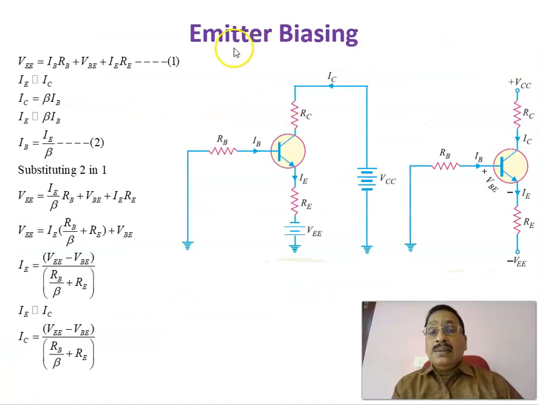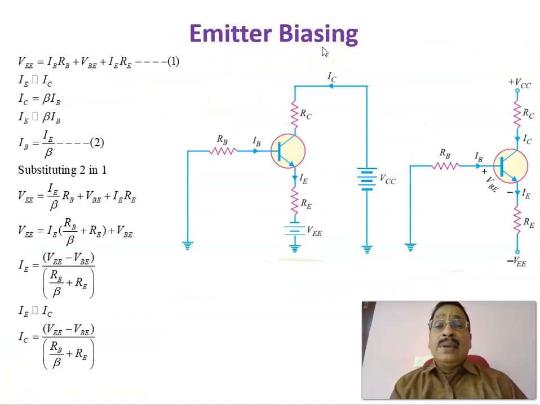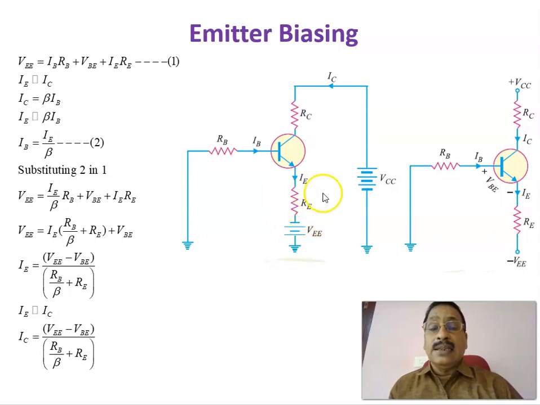Next biasing, the emitter biasing. In emitter biasing, we'll be connecting a resistance in series to the emitter, that is RE, the emitter resistance, and this is the voltage that is applied to the forward biasing junction, VEE. RB is the base input resistance, RC is the collector resistance, and VCC is the supply voltage. Its equivalent circuit is drawn here again, with RB, RE, VEE, VCC and RC. This is the emitter biasing. This emitter biasing resistance means RE.